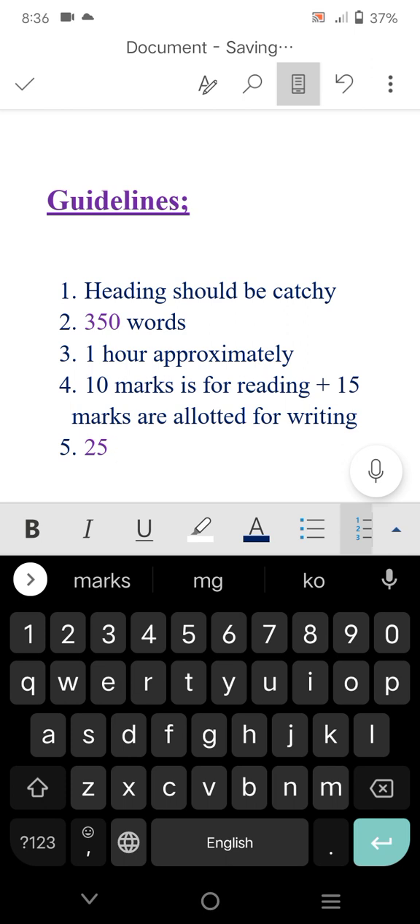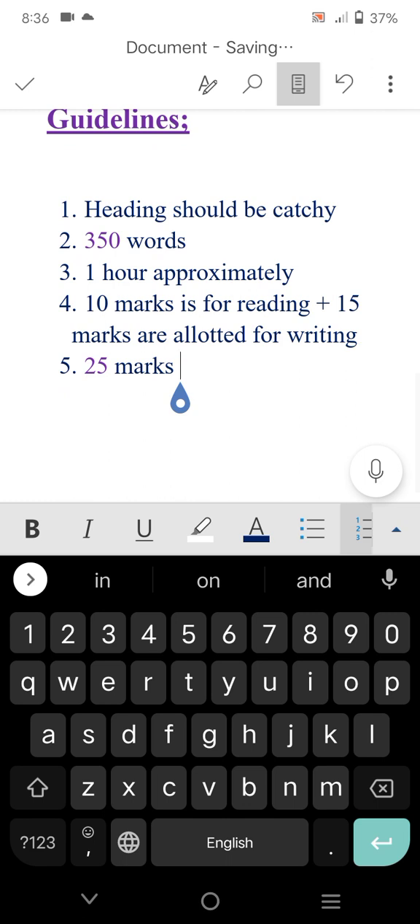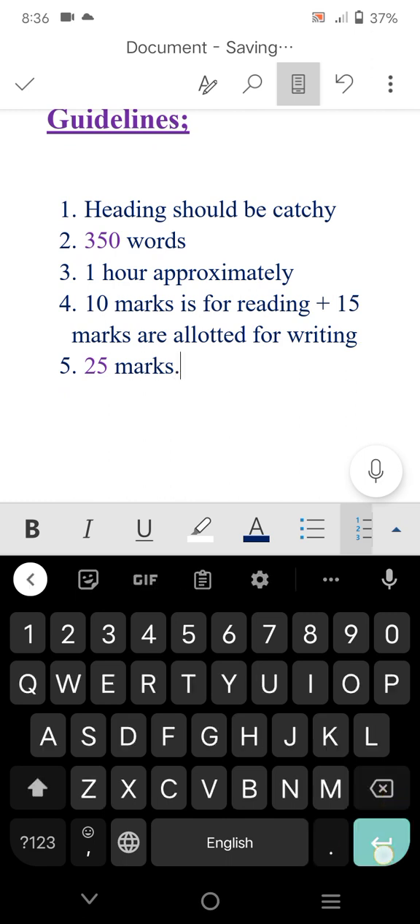25 marks are total for each question, because the total paper comprises 25 marks for the first question paper and 25 marks for the second question paper.